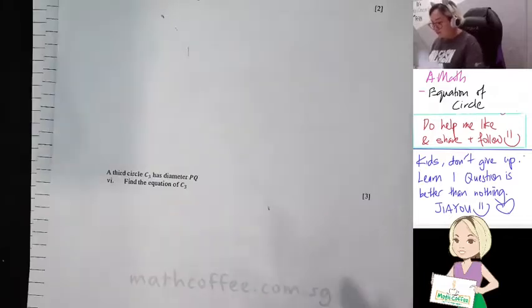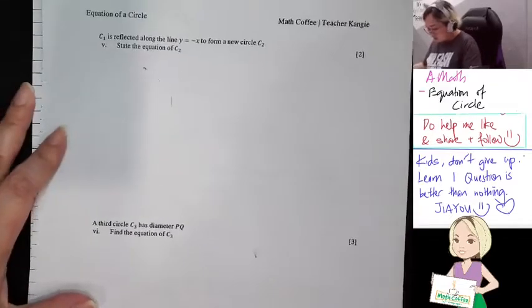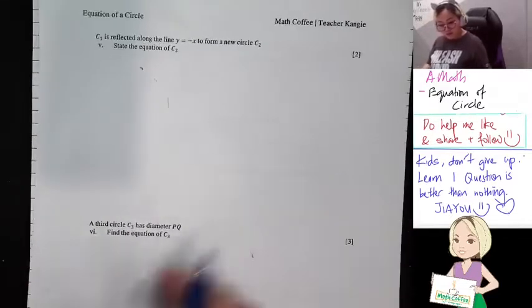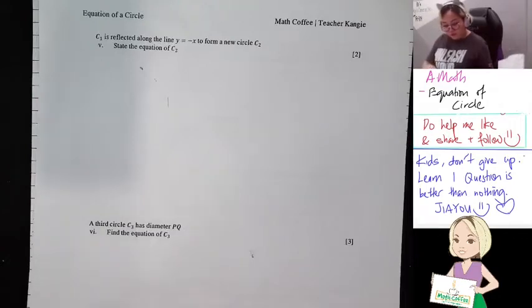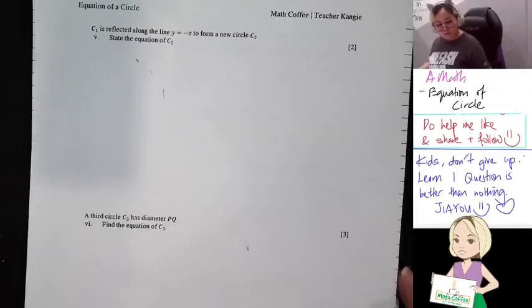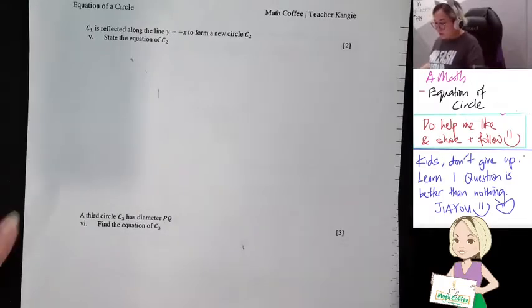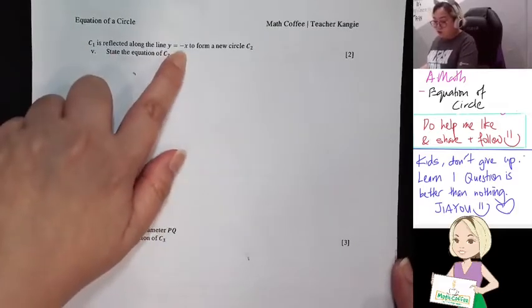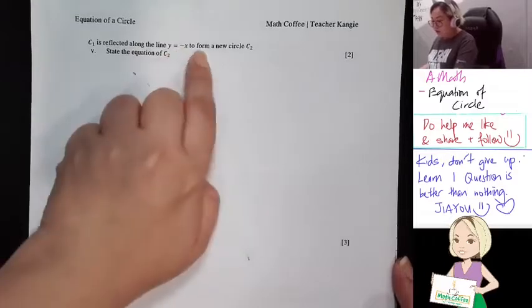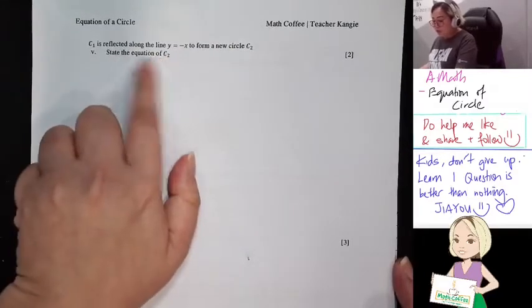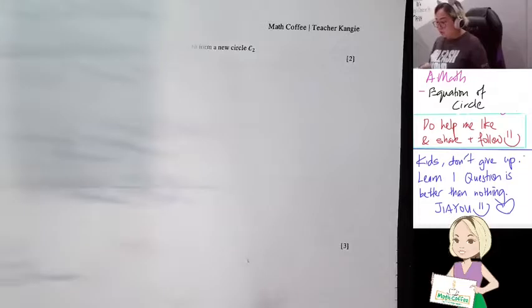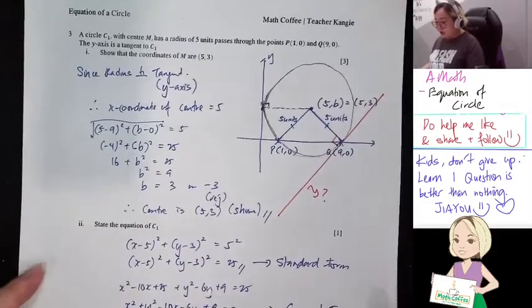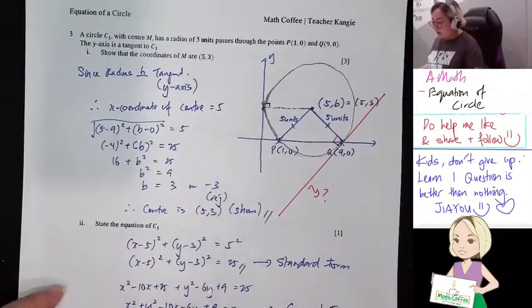Okay, so next. Okay, so this one is a bit tricky. So let's see. Now they tell you that the first circle is reflected along the line y equals minus x to form a new circle C2. So state the equation of C2. So I'm going to show you the diagram. So I want to draw the line y equals negative x first.